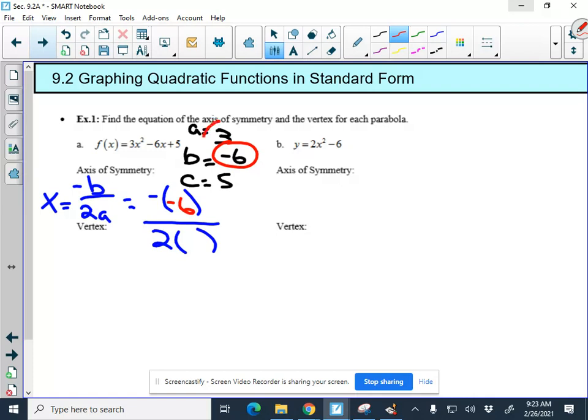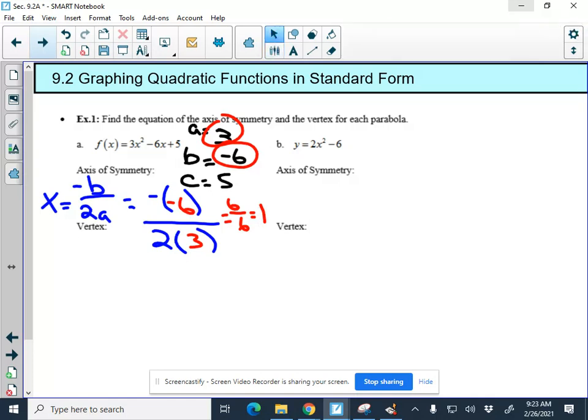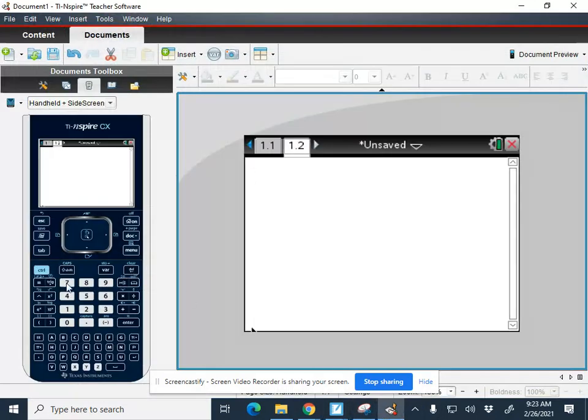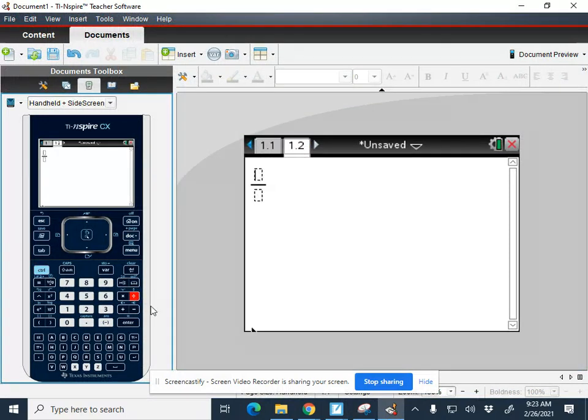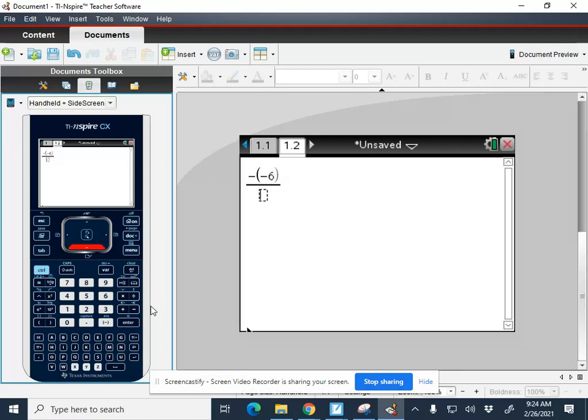Okay, for A, we understand A is 3. So if we were to do this, we would get positive 6 over 6, and 6 divided by 6 is 1. Now you can do that in your calculator if you want. One of the nice advantages of the calculator we have, of course, is we can put a control divide, and we could say, all right, it's negative 6 over 2 times 3. We could type it in exactly as we see it. And negative 6 is positive 6 over 2 times 3 is 6. We get the same thing.